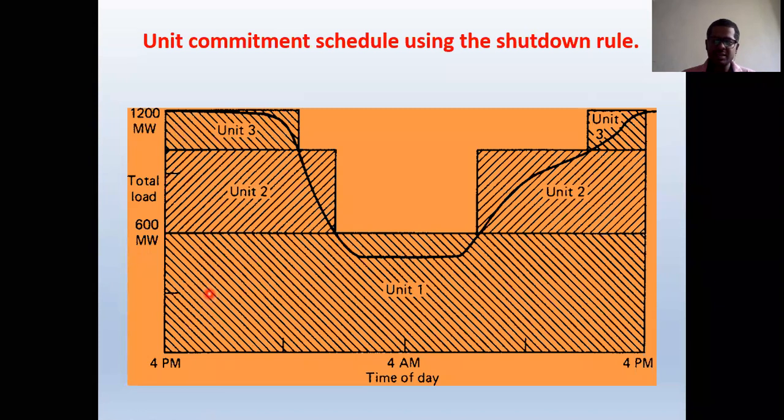But when the load is below 1050, then there is no need to use unit 3. In such a case, it is enough to use only unit 2 and unit 1. So that's why from this point, we are using unit 2 and unit 1 in on condition. Similarly, up to 600, it is okay. Then below 600, it is enough to use only unit 1, because unit 1 alone can generate 600 megawatts. This is from the peak point to the valley point. Similarly, the same process continues from the valley point to the peak point.